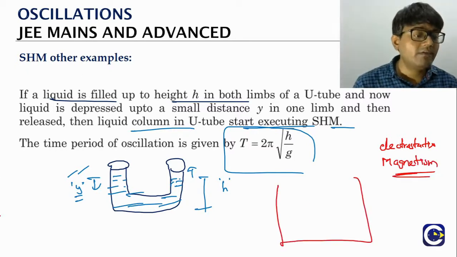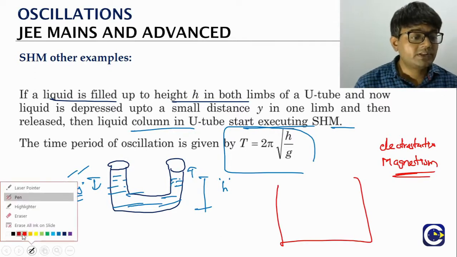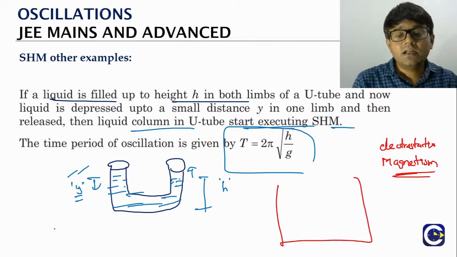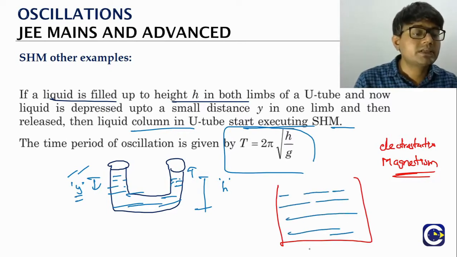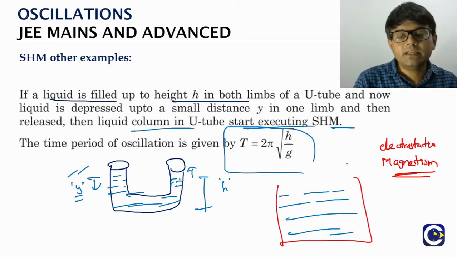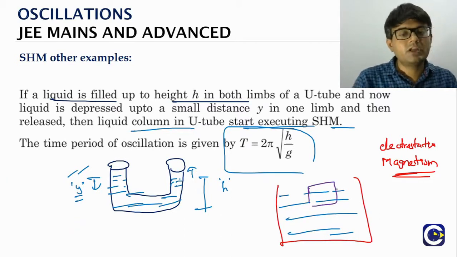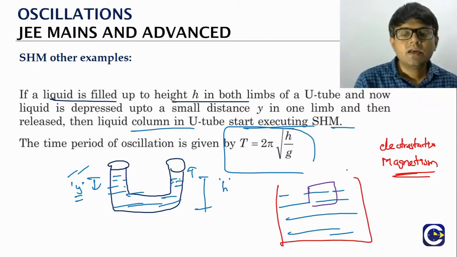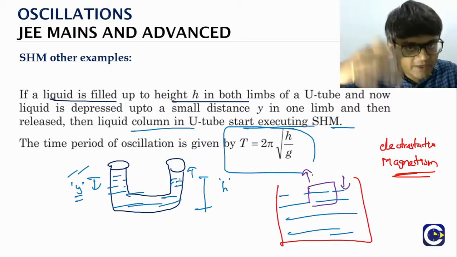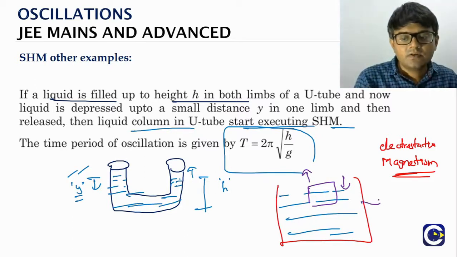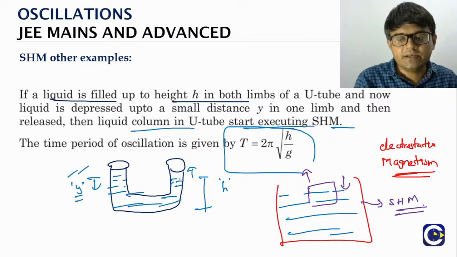Apart from that, think of it: if you have a vessel in which a liquid is filled, and we have an object which is floating in the liquid. Floating means partially immersed. If we press this object a little bit, or we pull it up and leave it, then it will perform oscillations. When you look at these oscillations, they also will follow the same pattern, the SHM equation.